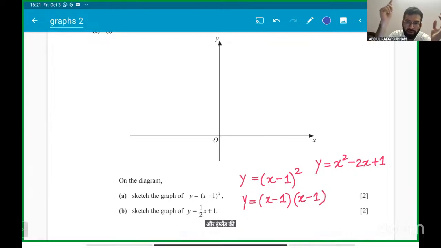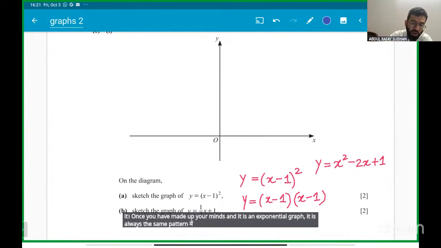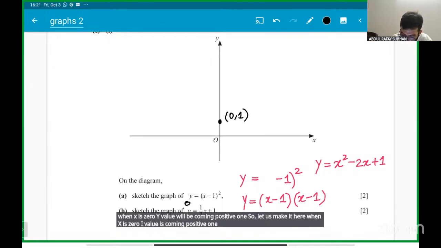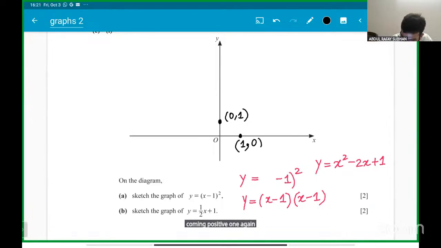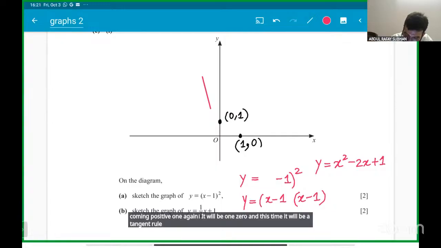Once you have made up your mind which graph it is, it's always the same pattern. When x is 0, what is the y value? When y is 0, what is the x value? When x is 0, the y value is coming positive 1. So let's mark it here. And when y is 0, the x value is positive 1, so it will be 1 comma 0. This time it will be a tangent root. So you can make the graph like this.